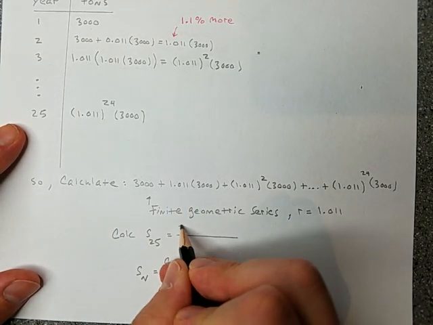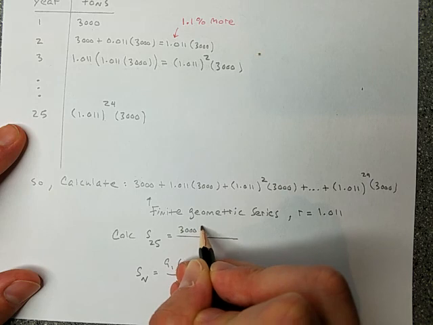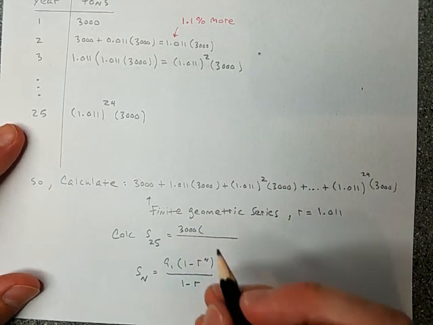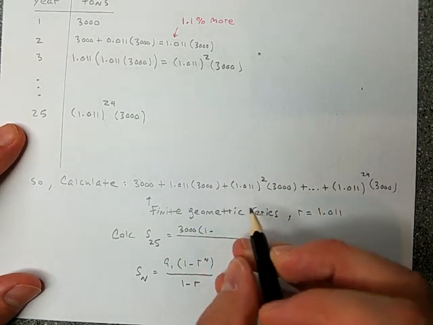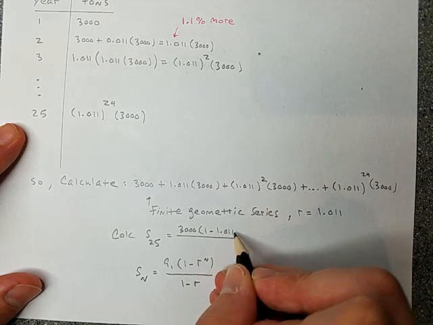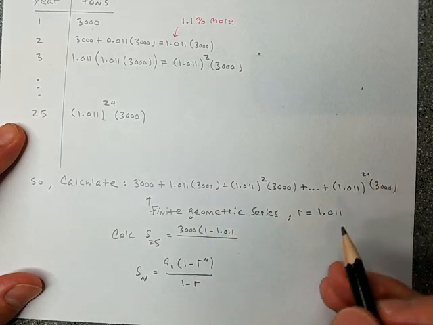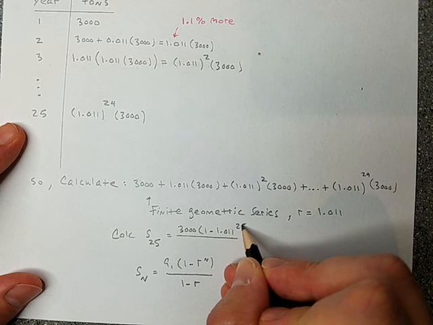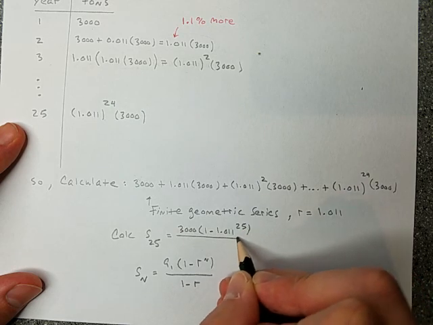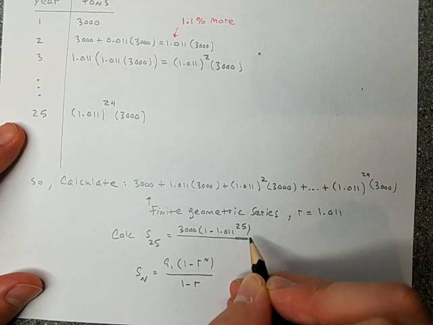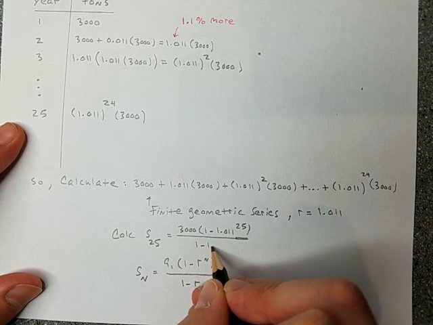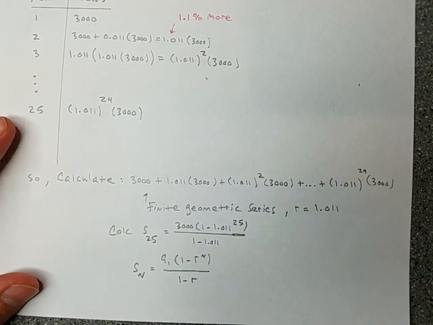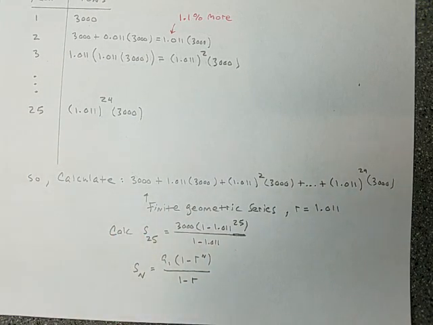First term's 3,000. And then 1 minus r to the power 25, because I'm finding the sum of the first 25 terms there, over 1 minus r. Okay, so there's my grand total. I could add it up by hand, but who would want to do that? We can use the formula as a shortcut.